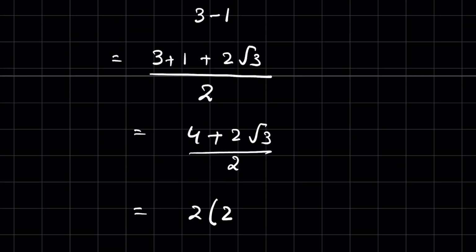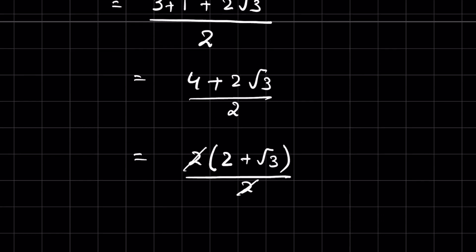We can take 2 as common here and write 2 times (2 plus square root of 3) upon 2. Now cancel this 2 and this 2. So the answer will be 2 plus square root of 3. So this is the answer.